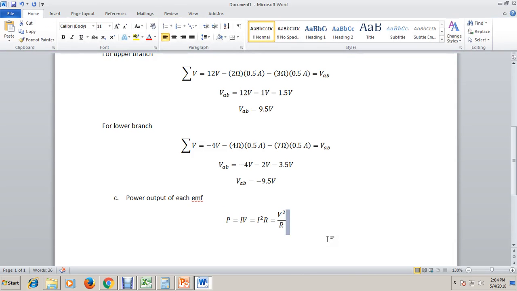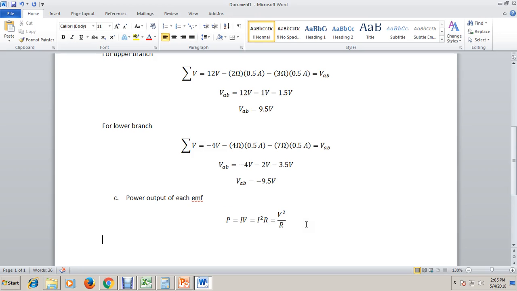Okay, so this becomes V squared. Considering the different forms of the formula for power, P is equal to IV, which is also equal to I squared R, which is also equal to V squared over R. Of course, the different forms provide us enough choice of combinations of terms so that we can alternately compute the power drops or the power output of each battery.